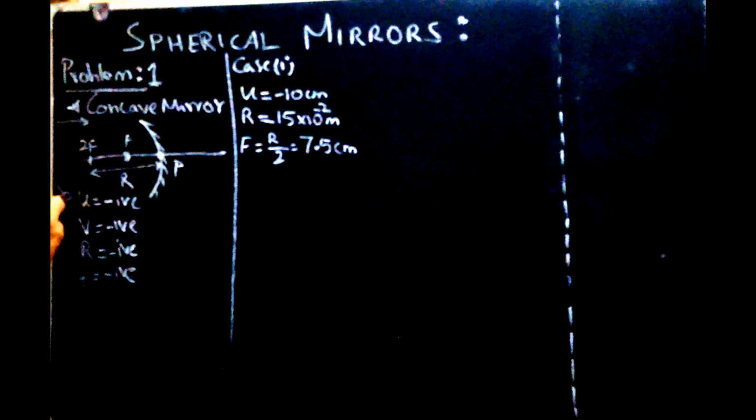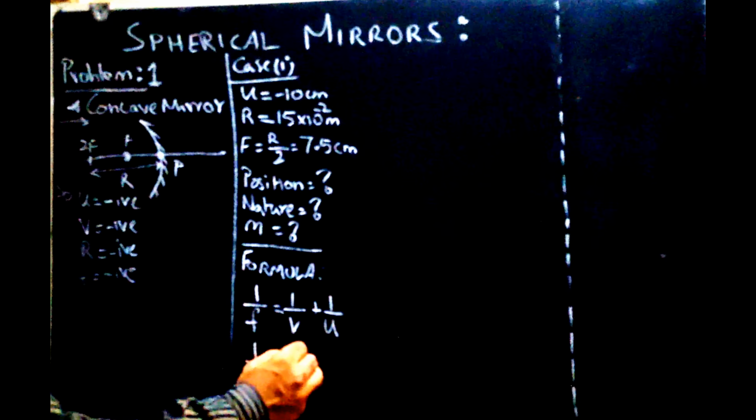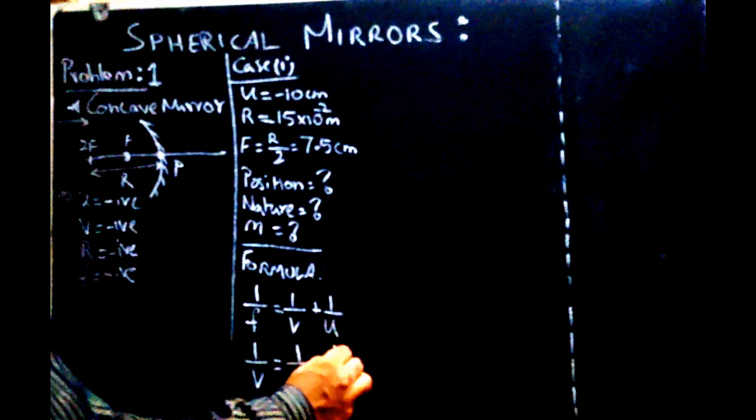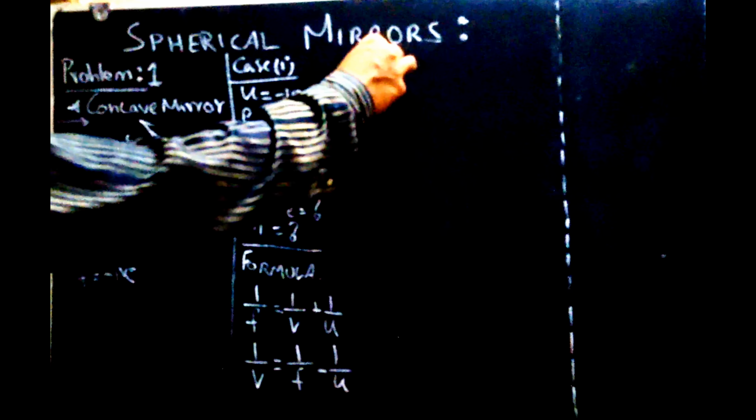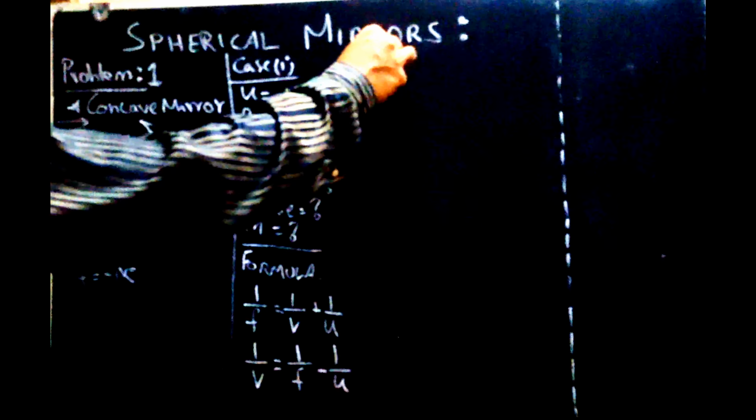In both the cases, first we will be solving for u as minus 10. Now we know the formula. For the mirrors, the formula is very simple. So I am writing down the formula right now. It is 1 by f equal to 1 by v plus 1 by u. So we have to find out v. Therefore 1 by v is equal to 1 by f minus 1 by u. So I am just marking it up.